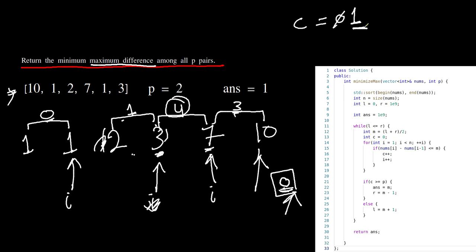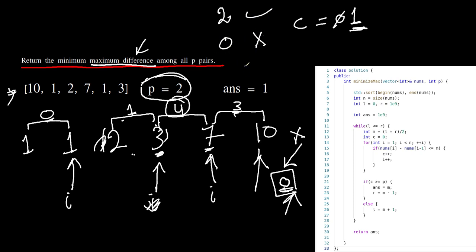Now at the end, the counter equals 1, so we got only one pair, but we need at least 2 pairs. So that means if this is the maximum difference, we will get only one pair, so this is not an answer. Previously we tried with 0 and it did not give us an answer. Let's try with 1.